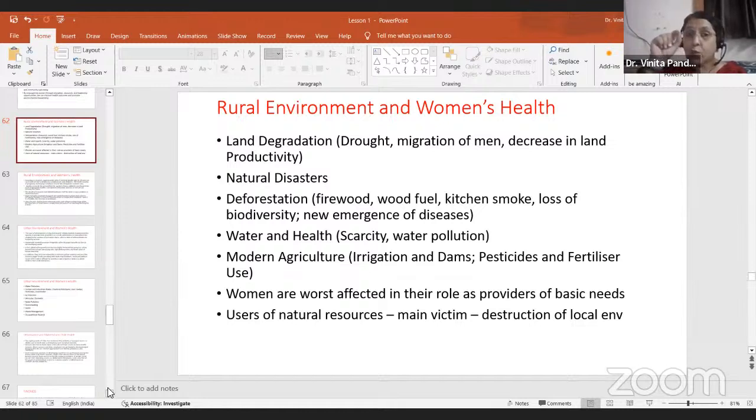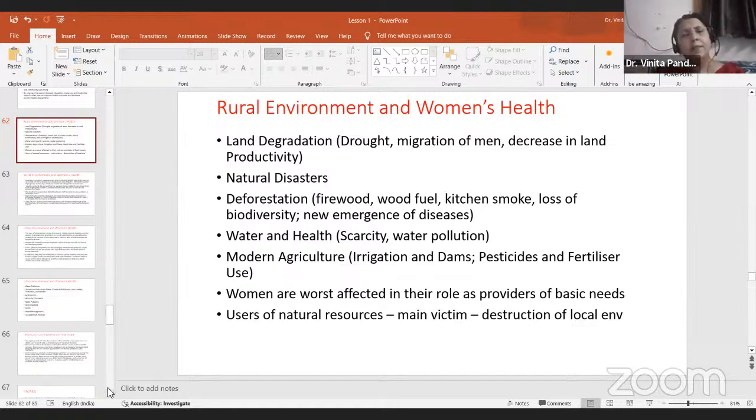But see, this social expectation and responsibility, which is an inherent part of the socio-cultural and psychological environment of rural settings, has to be understood. Now, apart from this socio-cultural aspect, what is directly impacting women's health is the geographical and natural conditions in the village. Now, you might get a thought in your mind: how are land degradation, drought, migration of men, and decrease in land productivity connected with women? That one natural question will come to your mind.